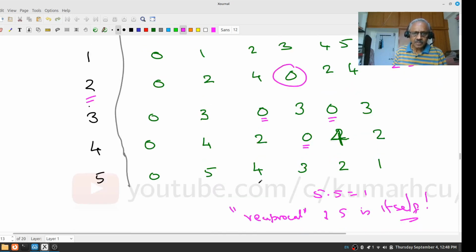5 times 2 is 10. The remainder is 4. 5 times 3 is 15. 12 plus 3, 3. And 5 times 4 is 20. 18 plus 2, 2. 5 times 5 is 25, which is 24 plus 1. This is it. So you can complete this table as I did.